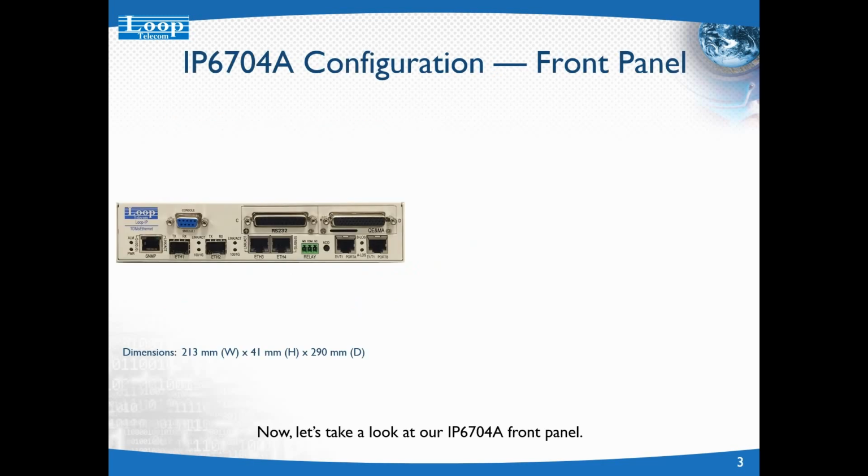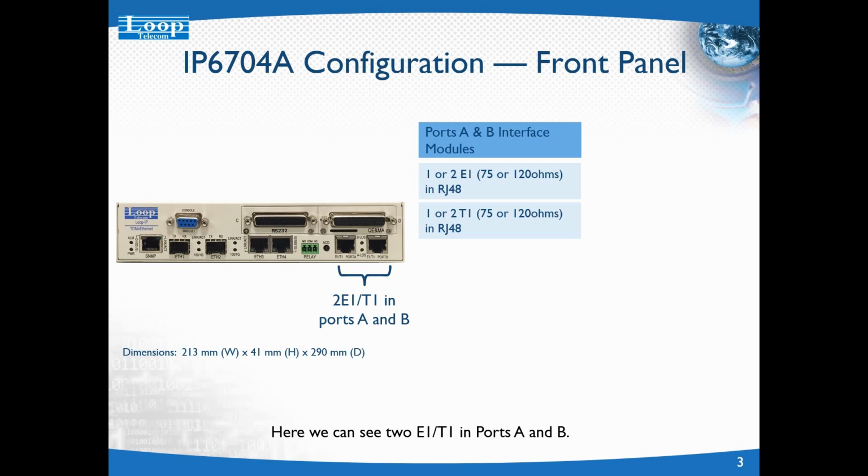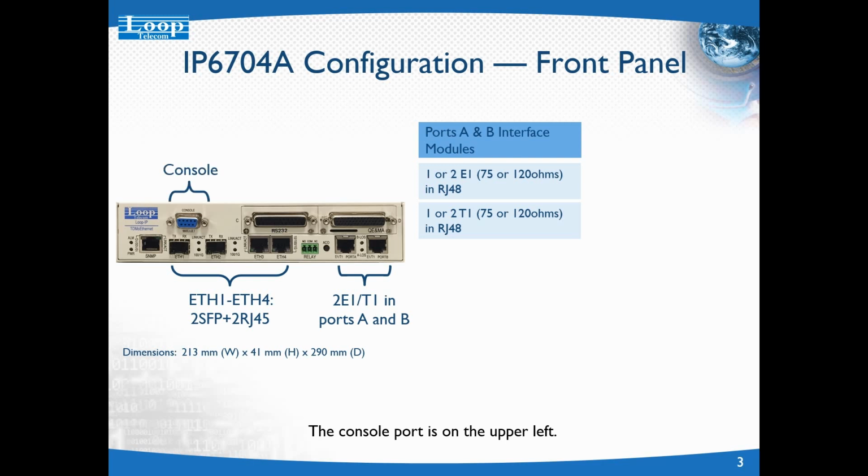Now let's take a look at our IP6704A front panel. Here we can see two FE1 T1 in ports A and B. Right beside them, we have 4 Ethernet ports with 2 SFP and 2 RJ45 electrical ports. The console port is on the upper left.